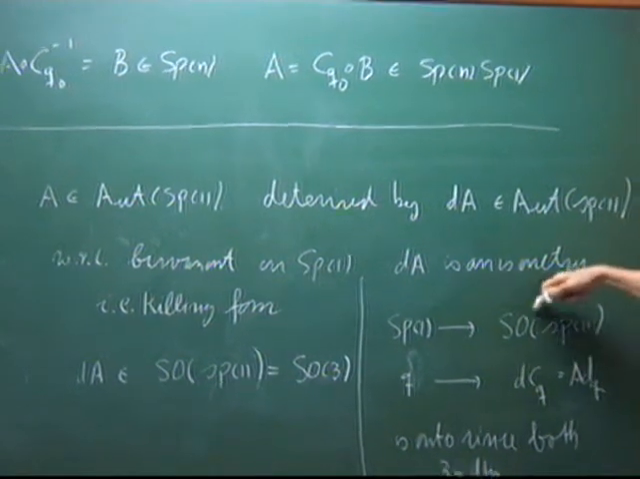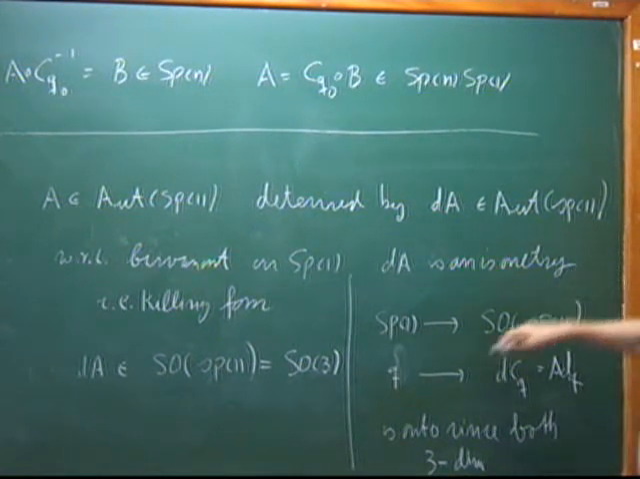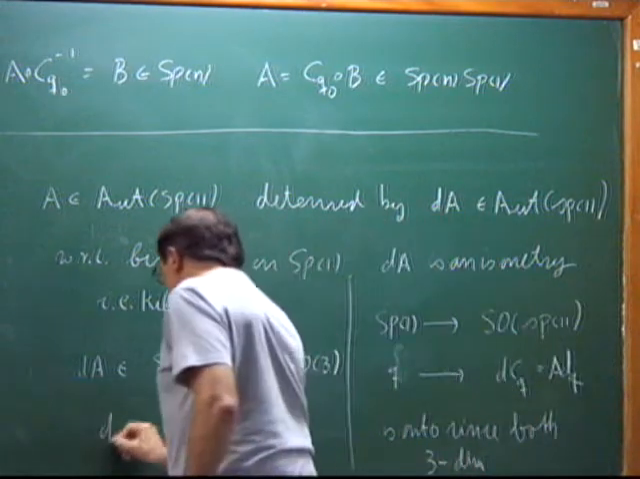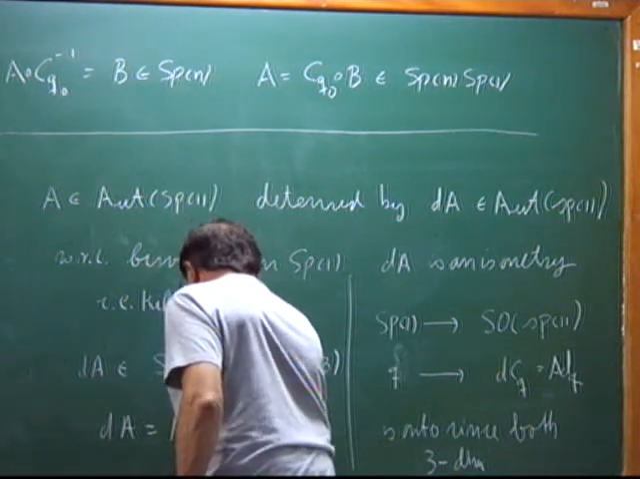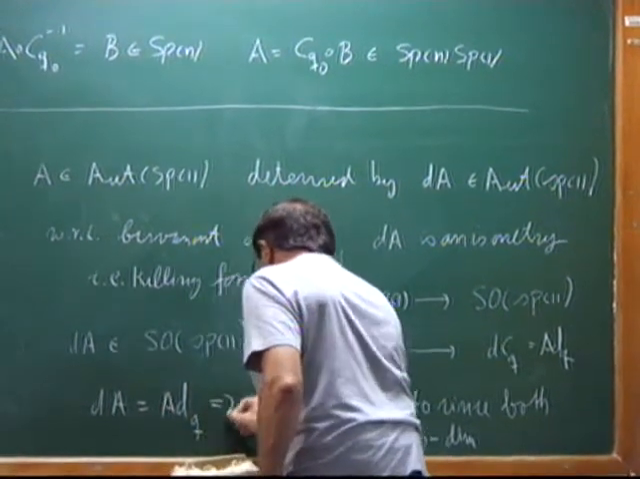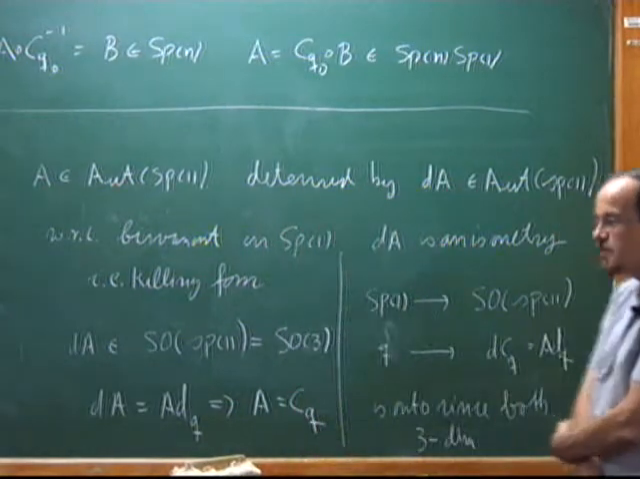So it means everything in SO of the Lie algebra is actually inner. That means that this dA, which lies in SO of the Lie algebra, must be inner. So dA is equal to Ad Q, which implies that A is conjugation by Q. So that's the proof.